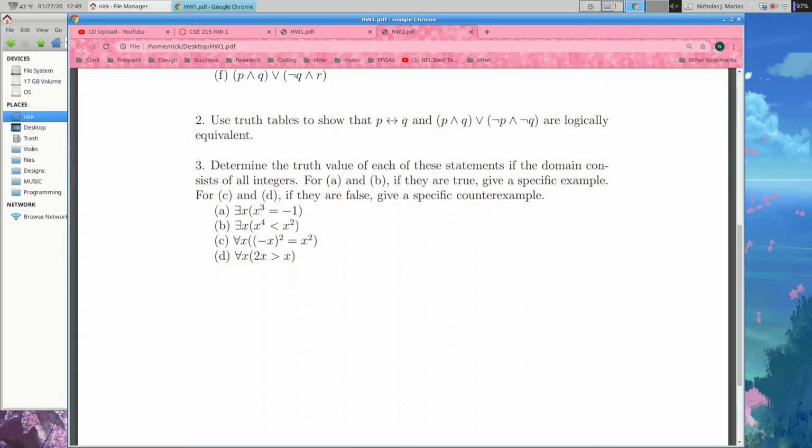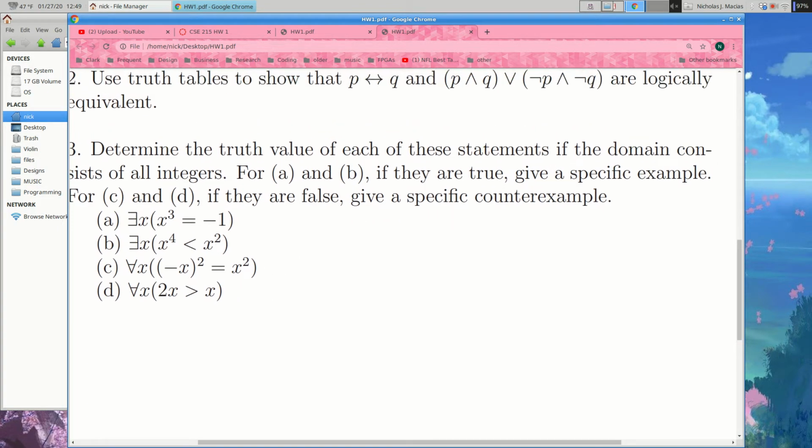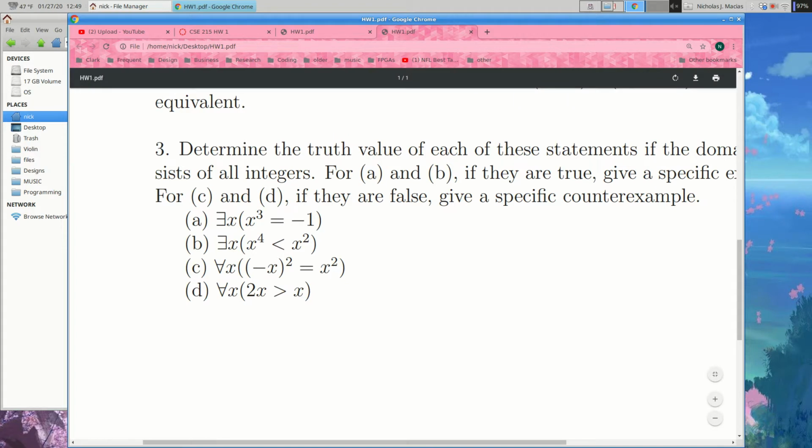So determine the truth value of each of these statements if the domain consists of all integers. That's important. For A and B, if they're true, give a specific example. For C and D, if they're false, give a specific counterexample. So determine the truth value for each of these statements. So you want to say either true or false for each of these. And I should have said additionally, if A and B are true, give specific examples. If C and D are false, give counterexamples. So what's the deal with this? A is saying there exists an integer x whose cube is equal to -1.